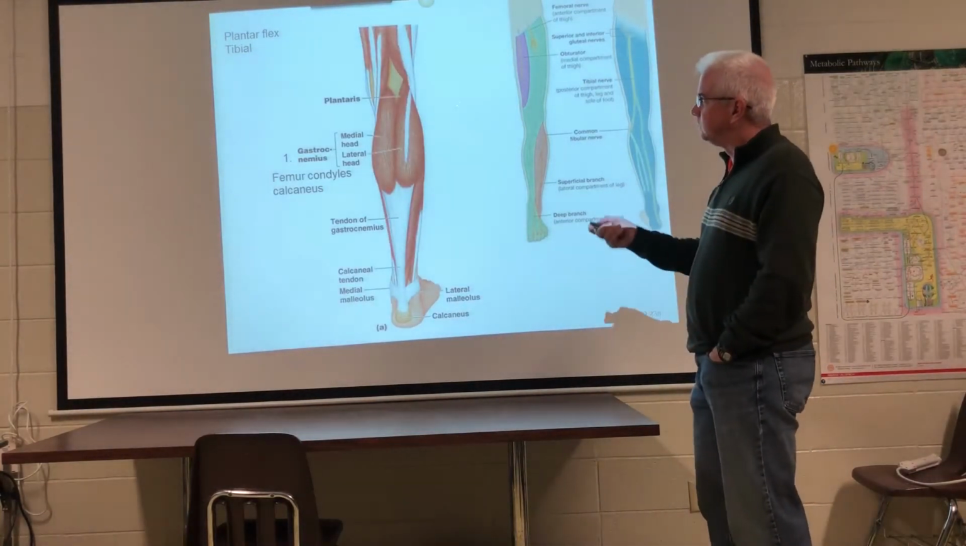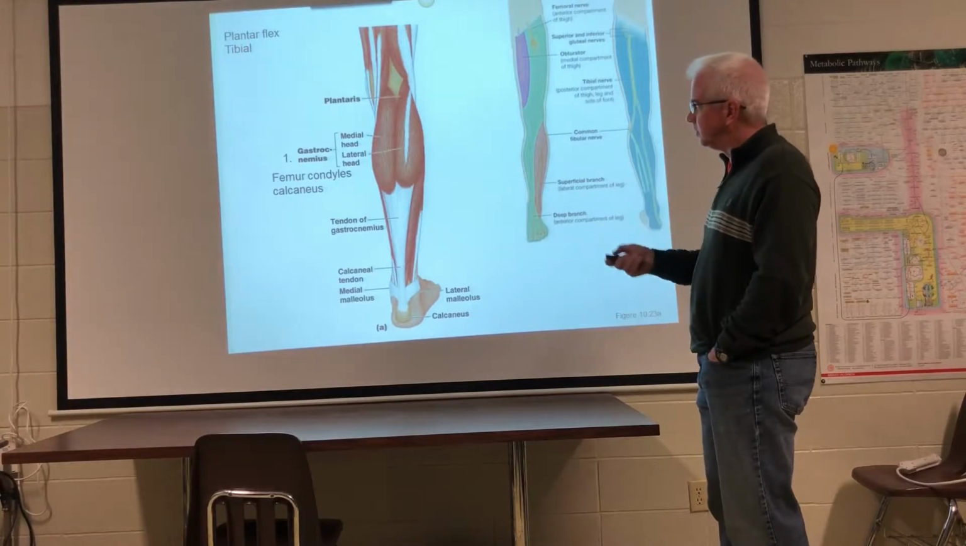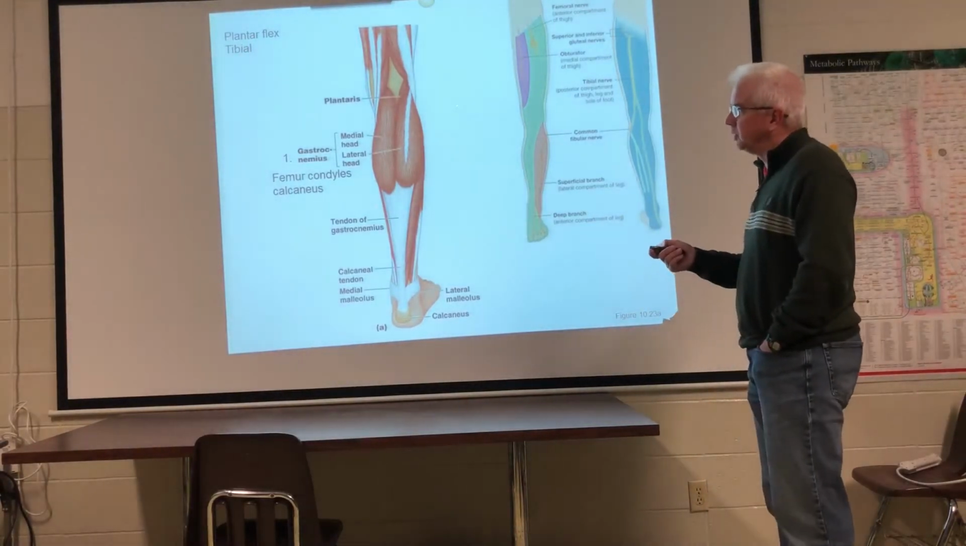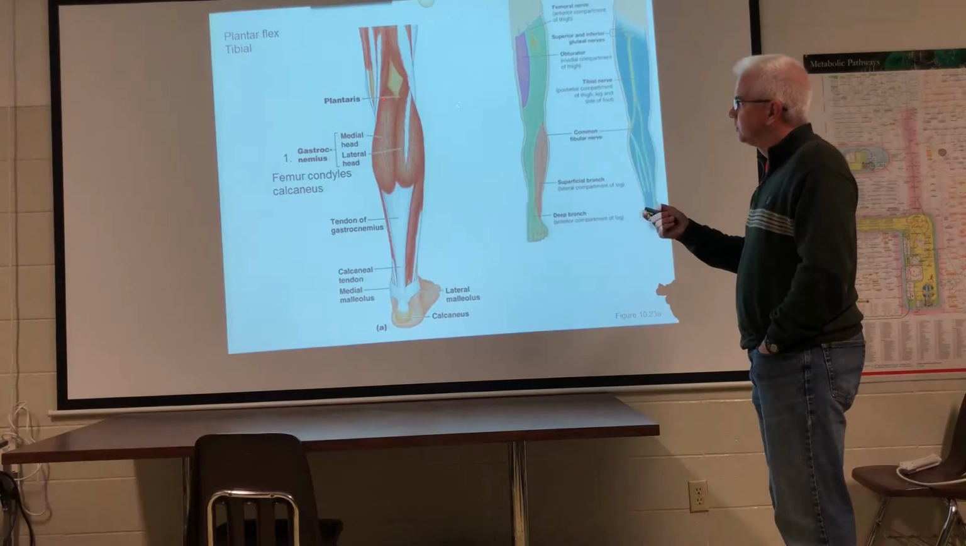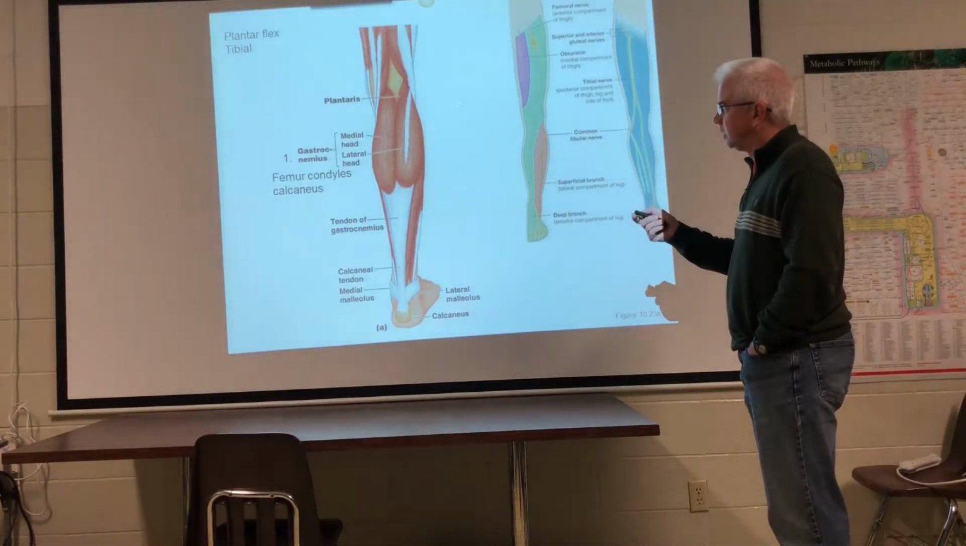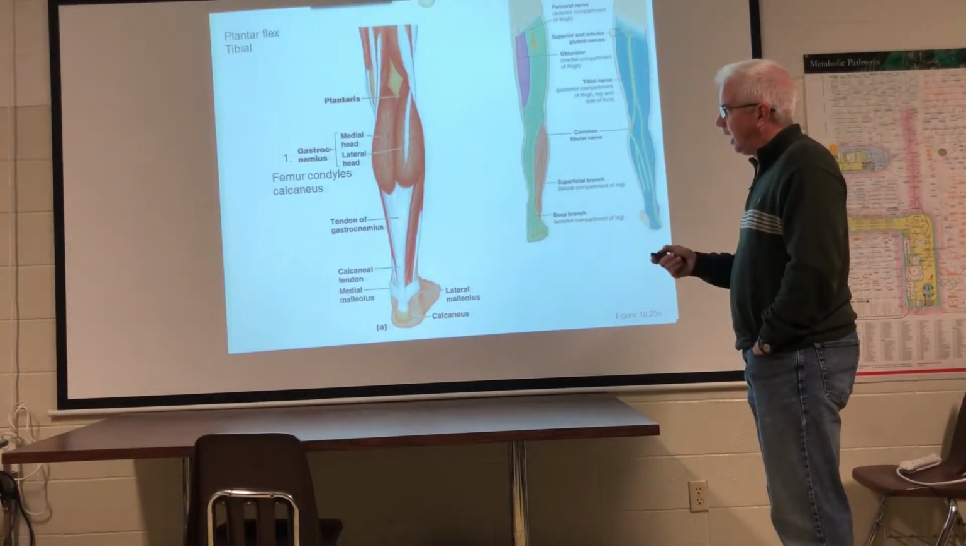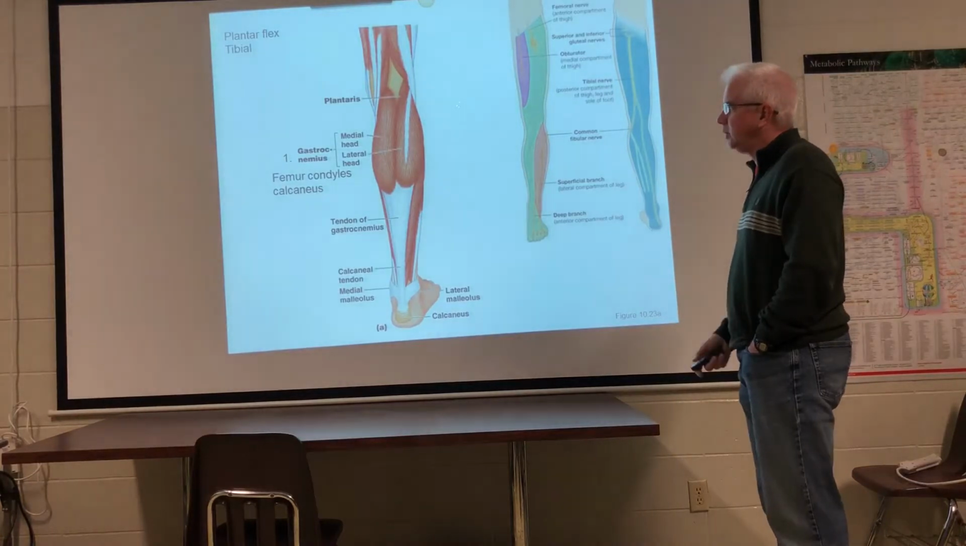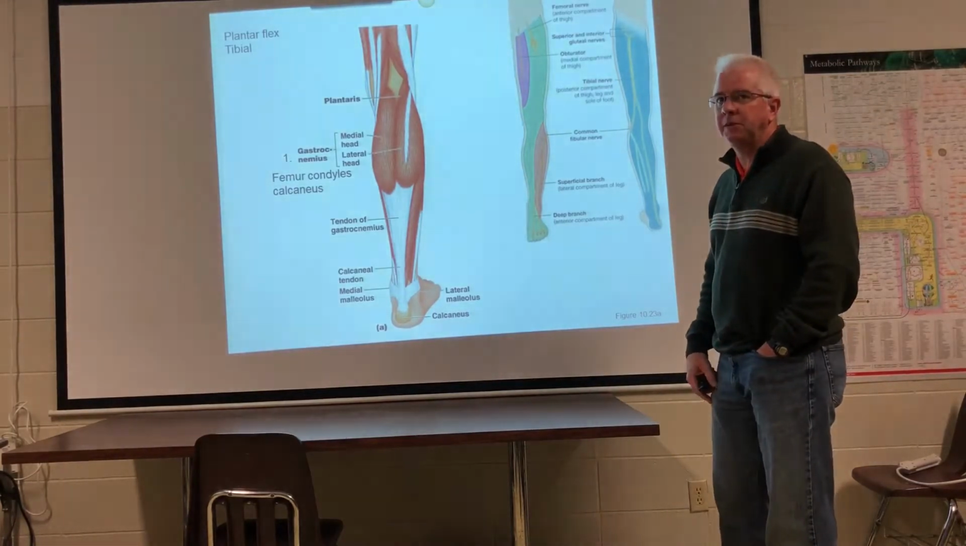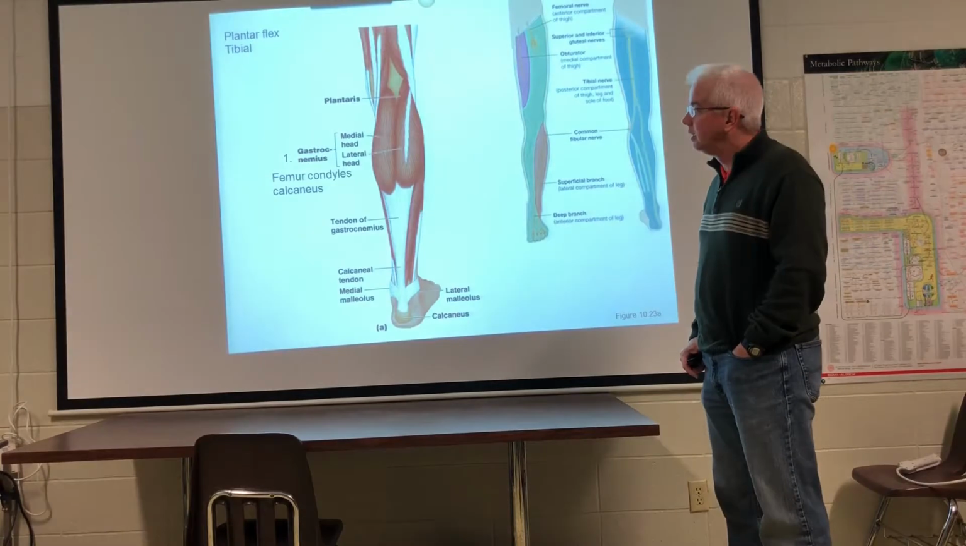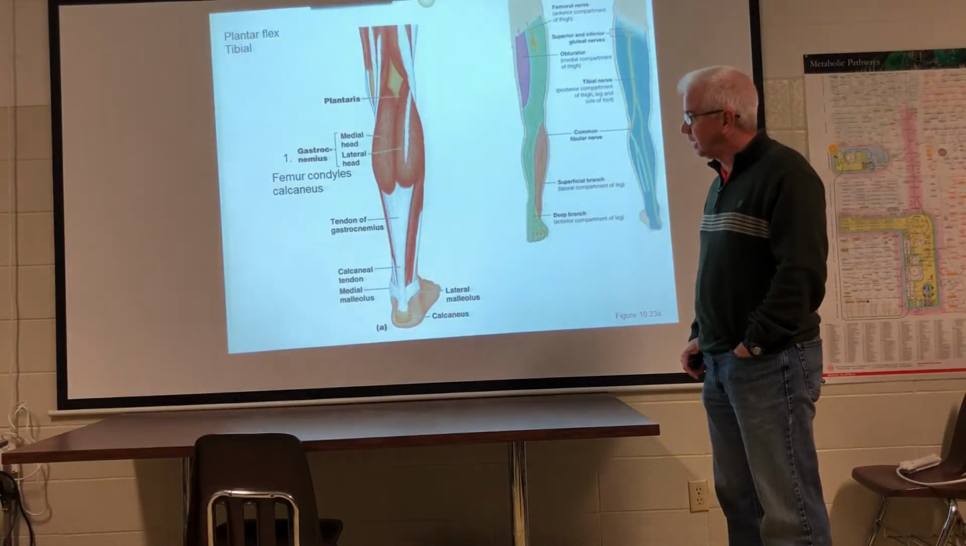Now, here's the back. This is plantar flexion, and these guys get tibial. So the first one here, the big one, is the gastrocnemius. And this one has attachments on the medial and lateral condyles of the femur, and then it has its attachment down here to the calcaneal bone. The tendon of the gastrocnemius, most people today refer to this tendon as the Achilles.